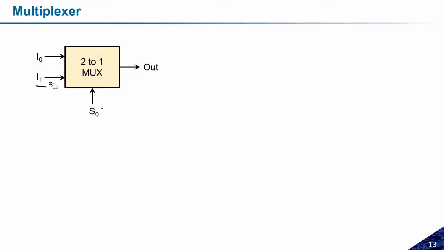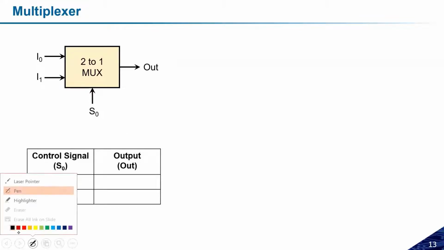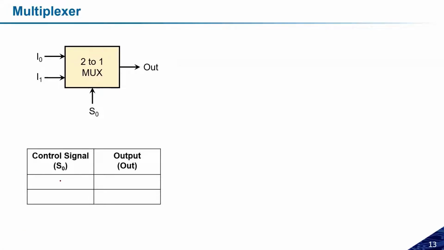Let us see what the truth table for this logic looks like. If S0 is equal to 0, the control signal is 0, then the output is I0. And if it is 1, then I1 will be the output. So at the output, I0 and I1 will be transferred like this. If the case is like this, how can we make it? What will be the output expression? Can anyone tell me the output expression for this one?